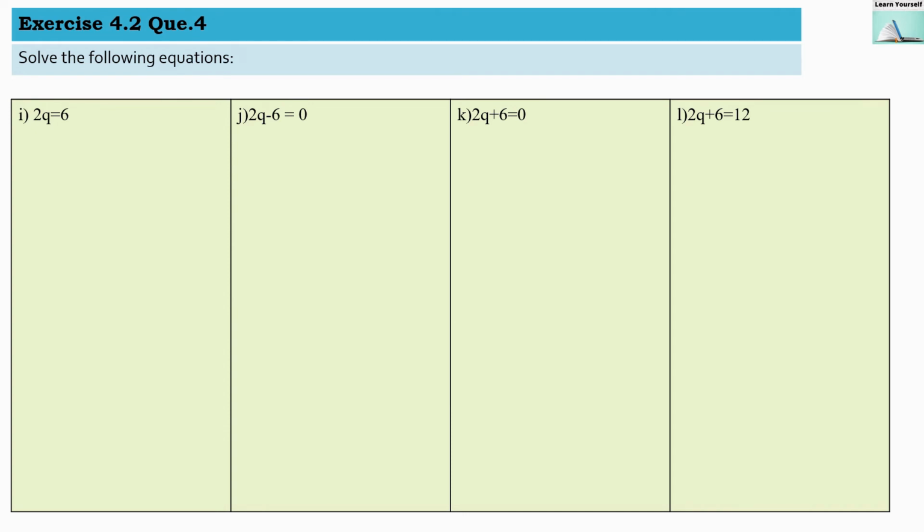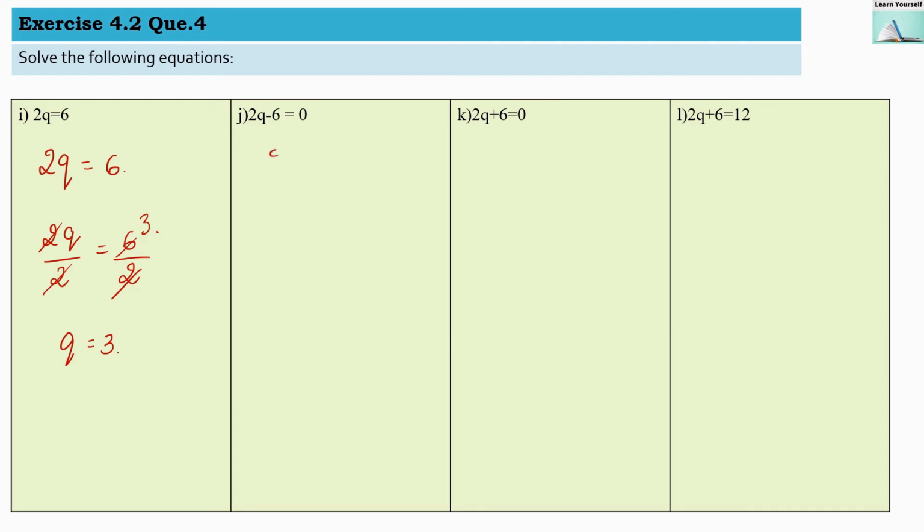Equation I is 2q equals 6. So let us divide by 2 on both sides, so our variable will be separate. 2 3s are 6, and here 2 and 2 will get cancelled out. So q equals 3 will be our answer.